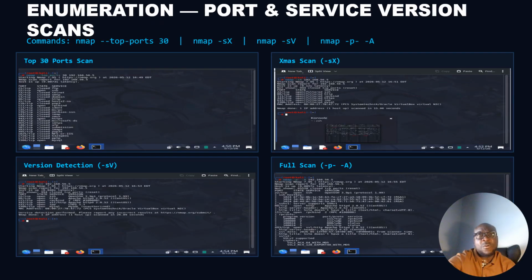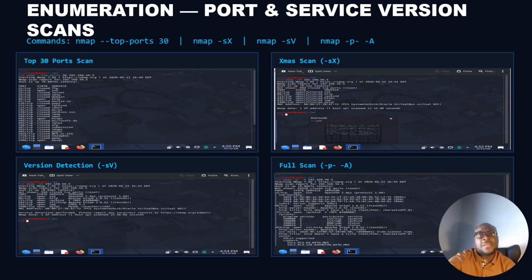I perform 4 additional scans to build a complete picture of the attack surface. The top port scan confirms the 6 primary services. The Xmas scan, which sends unusual flag combinations, shows which ports are open or filtered, and confirms the target's firewall behavior. The version detection scan reveals precise software versions.